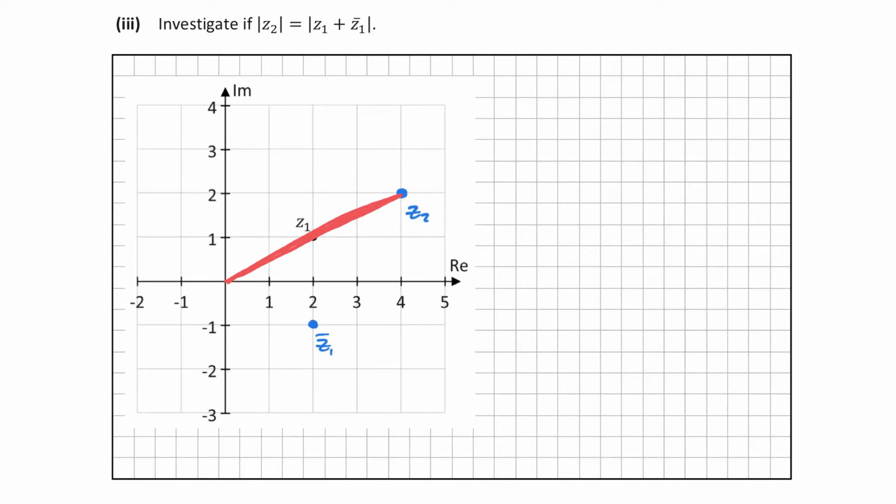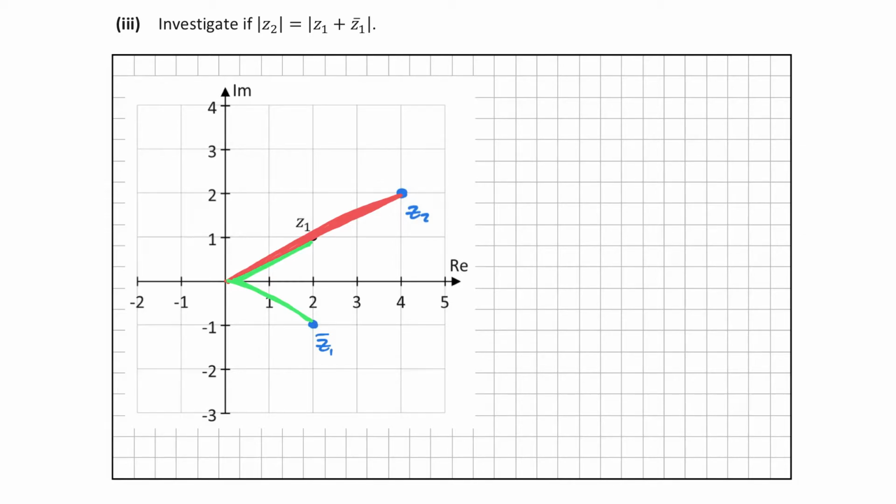And they want to know, is that equal to the length of z1 plus the length of the conjugate of z1, which is this length here. So they want to know if the red length is the same as the two green lengths added together, which we'll have to investigate, right? So in order to investigate that, I'm just quickly going to show you where this formula comes from.